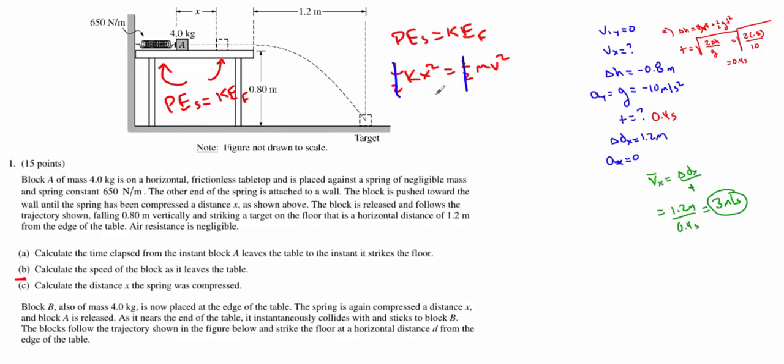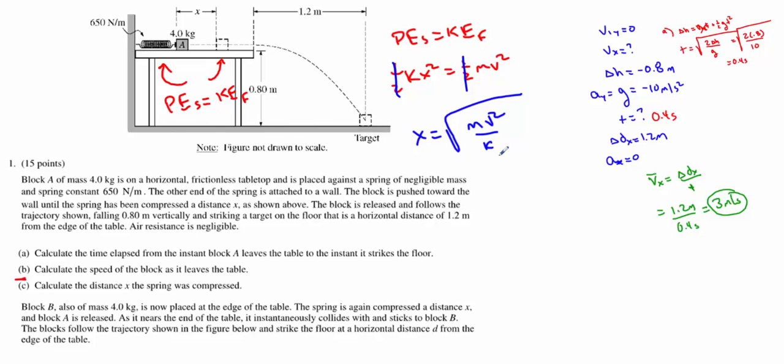I'm going to get rid of my fractions. I'm going to rearrange to get x by itself. x will be the square root of mv squared over k, and I could take that v out and say it's v radical m over k if I wanted to, but I don't think that's necessary right now.